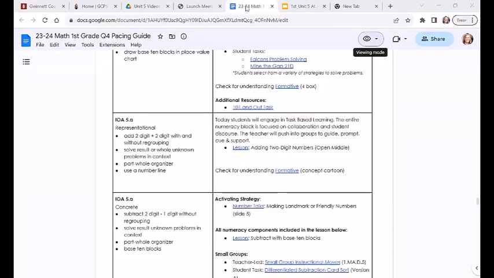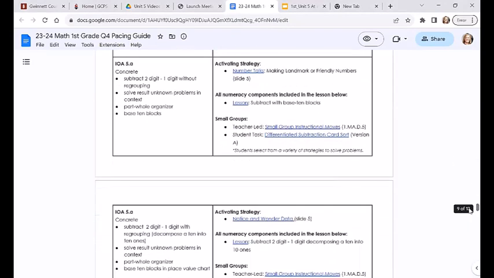So after working with addition, students are going to return back to concrete, and we are going to work with subtraction. The instructional progression for subtraction is very similar to what we did with addition. So we have our first day. I'm going to slide this down just a little bit. We're back to concrete. We're doing 2-digit minus 1-digit without regrouping. Again, result unknown problems, part whole organizer, and we're using those base 10 blocks.